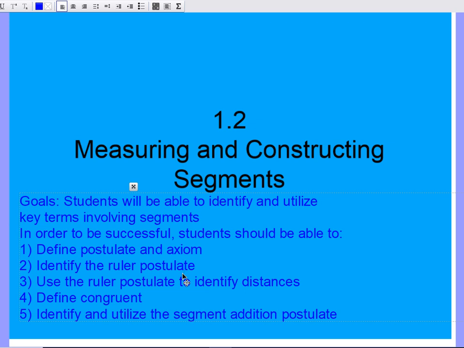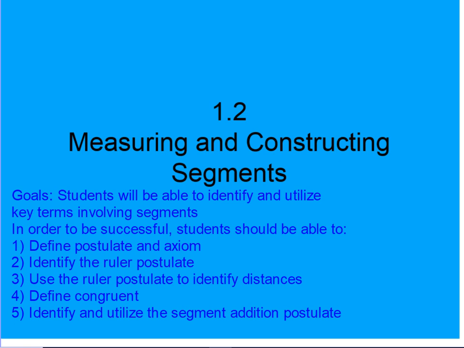So let's first decide what we're going to be talking about specifically in this video. We're going to be defining what a postulate or an axiom is. We're going to identify the ruler postulate. We're going to use the ruler postulate to identify distances, and then we're going to define what congruency is all about.